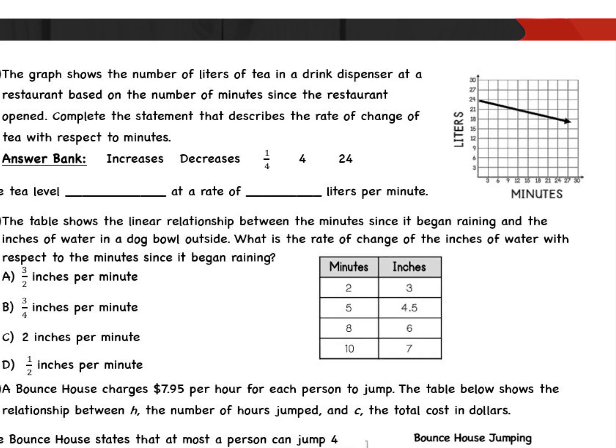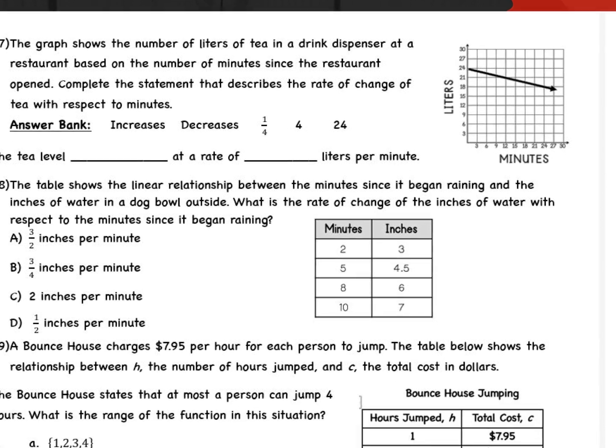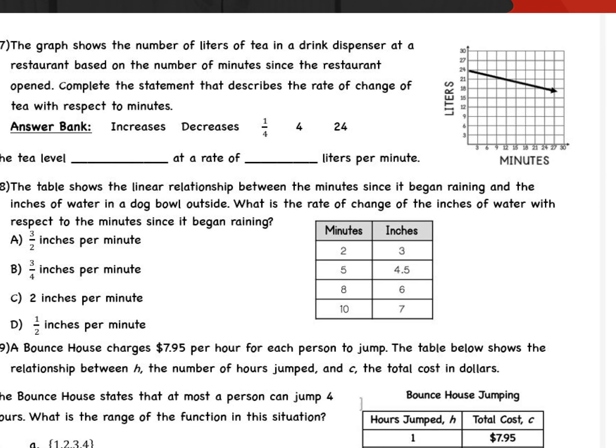The graph shows the number of liters of tea in a drink dispenser at a restaurant based on the number of minutes since the restaurant opened. Complete the statement that describes, there's that word again, rate of change. What does that mean? Slope. Only now they're giving us a graph. What do you notice about the graph?